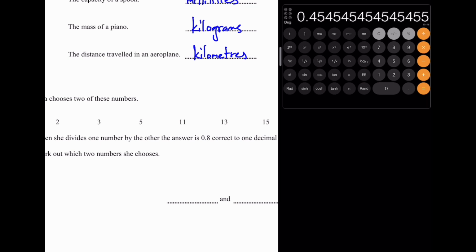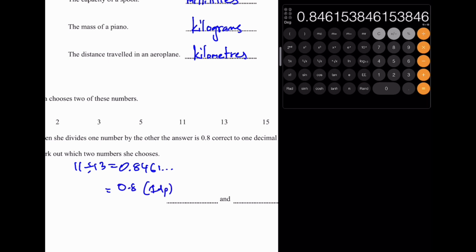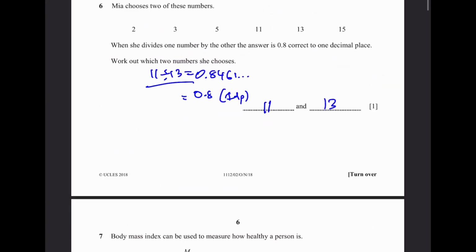As I said, 0.454545 goes on. Now 11 divided by 13 is equal to 0.8461, and 11 divided by 13 will be 0.8461 dot dot dot. That'll be equal to 0.8 to 1 decimal place. So the numbers are 11 and 13. That's the answer. Let's go to question 7.